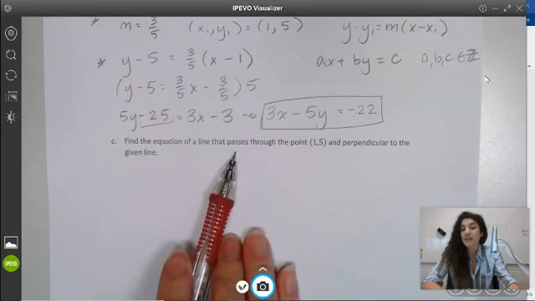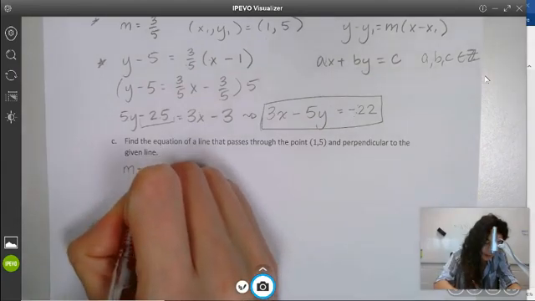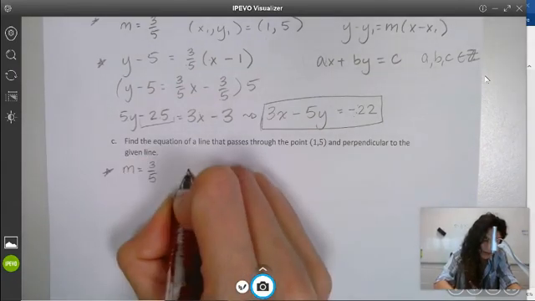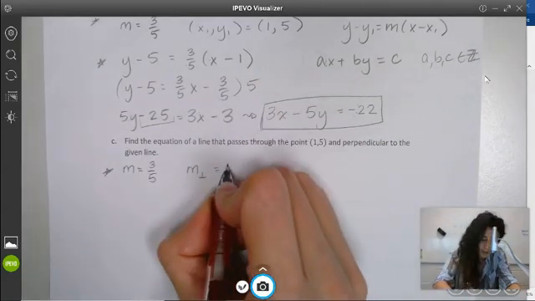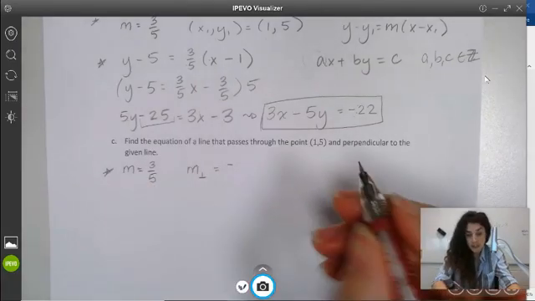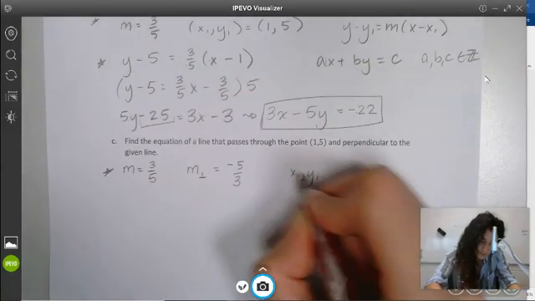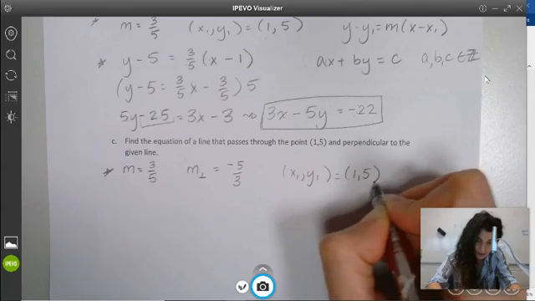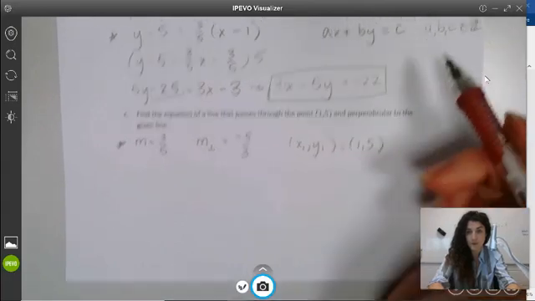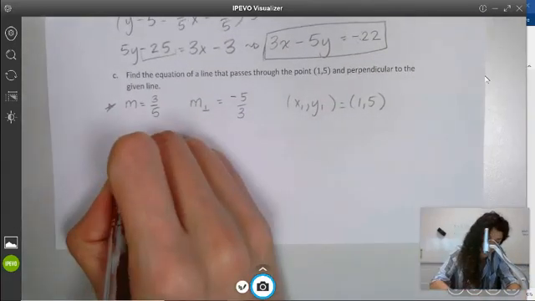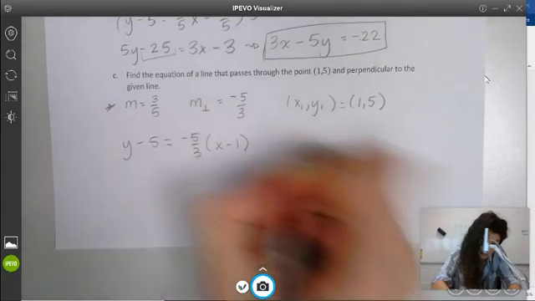Okay. Find the equation of a line that passes through the point (1, 5) and is perpendicular to our given line. So if our original slope is 3/5, what is going to be our perpendicular slope? Since it starts off positive, our perpendicular slope is now going to be negative, and then the fraction just needs to flip. So it becomes negative 5/3. Our x1, y1 is still (1, 5). And we're still going to put it into our point slope form and then turn it into a general form. So y minus 5 equals negative 5/3 times x minus 1.